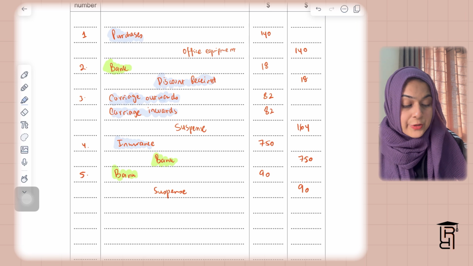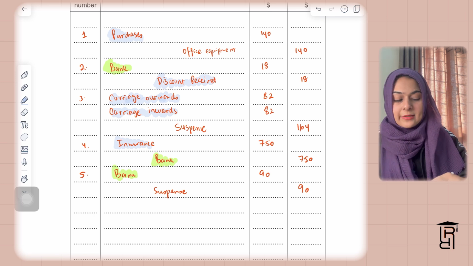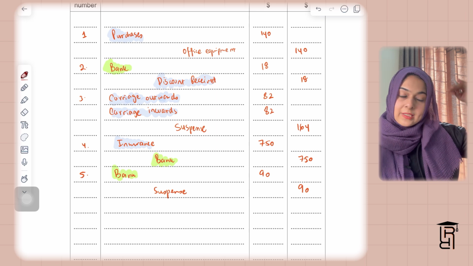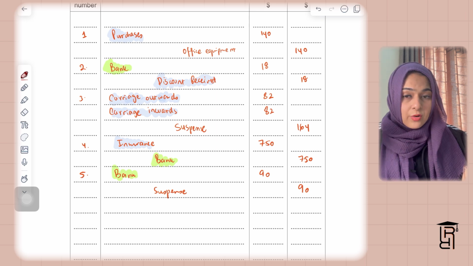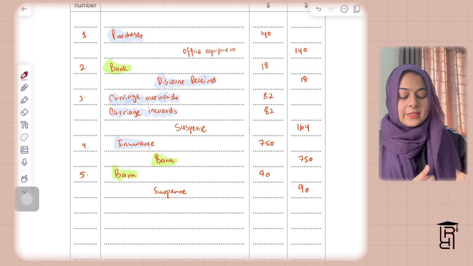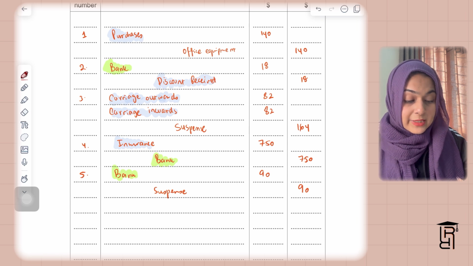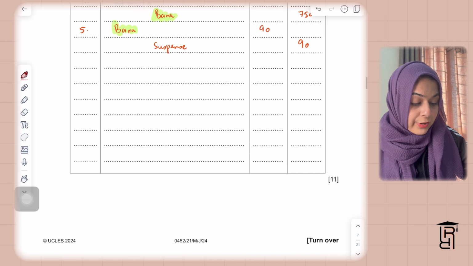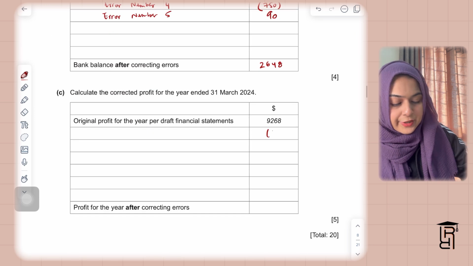So simply when I'm debiting purchases, that means I'm increasing my purchases, which means my cost of sales will increase because purchases is added in the cost of sales calculation. My cost of sales will increase, because of which my profit will decrease. So I will subtract 140. I'll write here purchases.